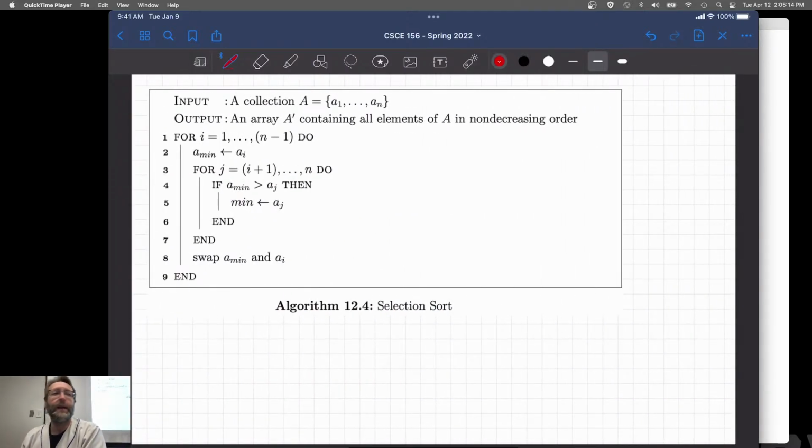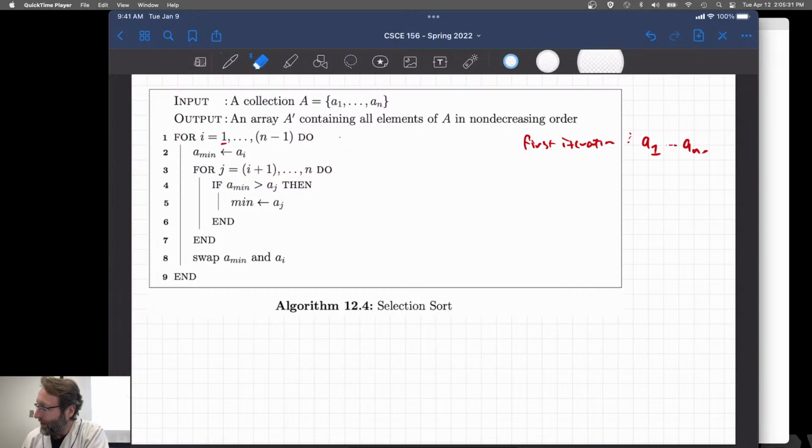Walking through and annotating it. I start at A sub 1 because on the first iteration I am considering A sub 1 through A sub n, because I need to consider all the elements to find the minimum among them. On the next iteration, I consider A sub 2 through A sub n, A sub 3 through A sub n, A sub 4 through A sub n.